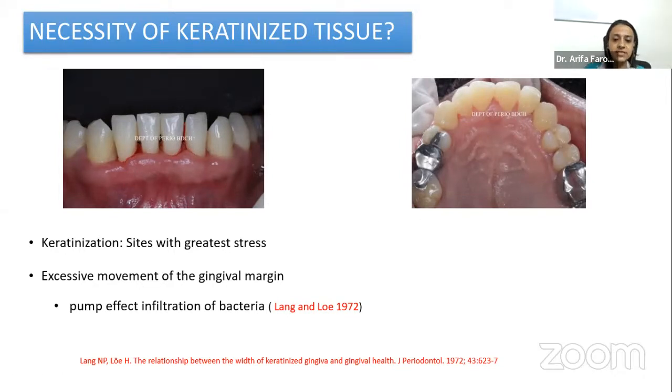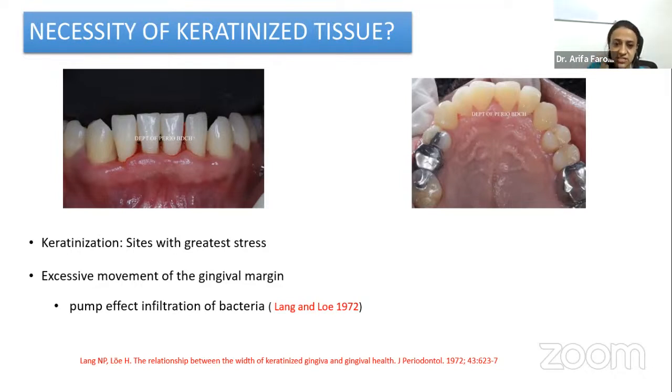It was in the year 1972 when Lang and Löe suggested that a minimum of 2 mm of keratinized gingiva should be present around the natural teeth, so that the patient will be able to maintain oral hygiene in a much better way, and there will be a limitation of the pumping effect. This pumping effect causes infiltration of bacteria. When there is excessive movement of the gingival margin, it causes a kind of pumping effect which causes the infiltration of the bacteria.